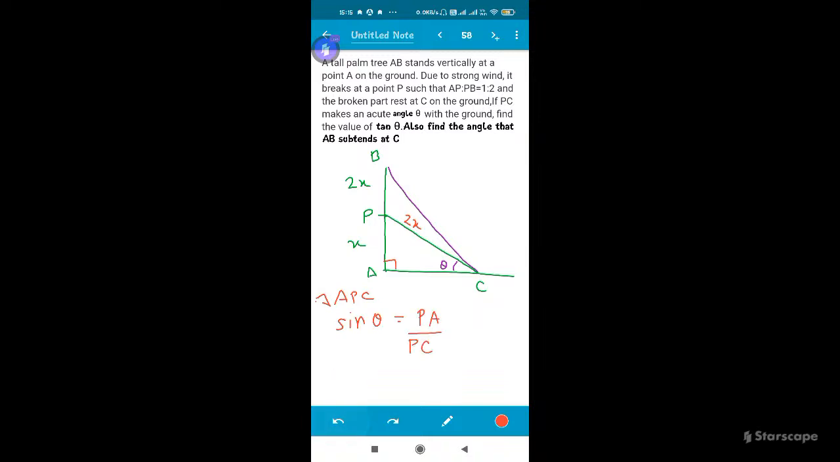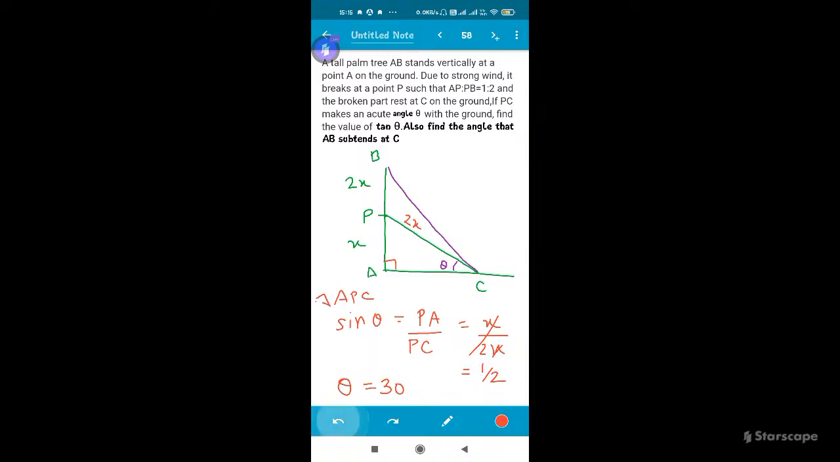We don't know the value of sine theta, but we know the value of PA, it is x, and PC is 2x. That means we are going to get half. So for which value of theta does sine have a value half? It is 30 degree, isn't it? So theta will be equal to 30 degree.